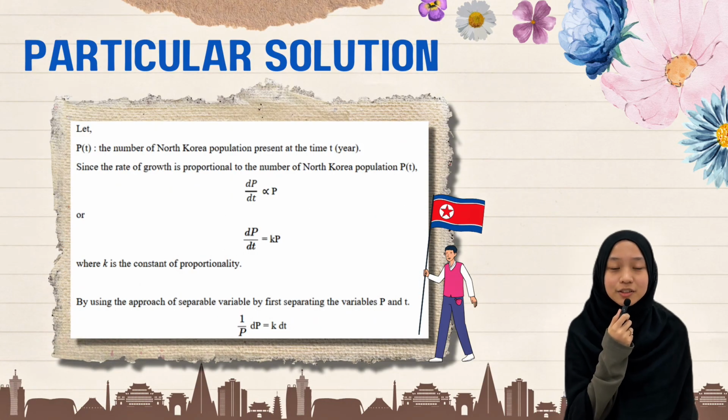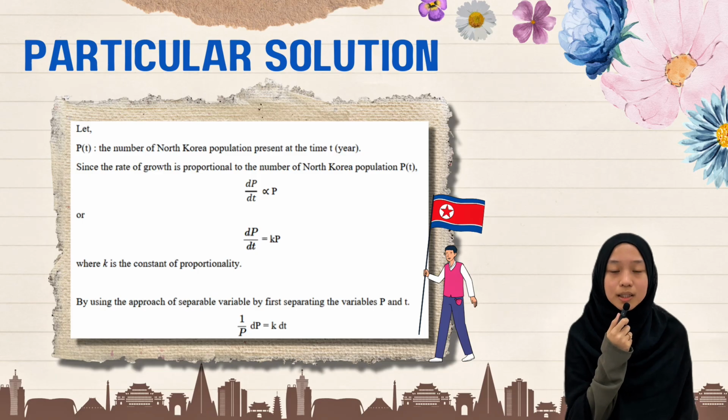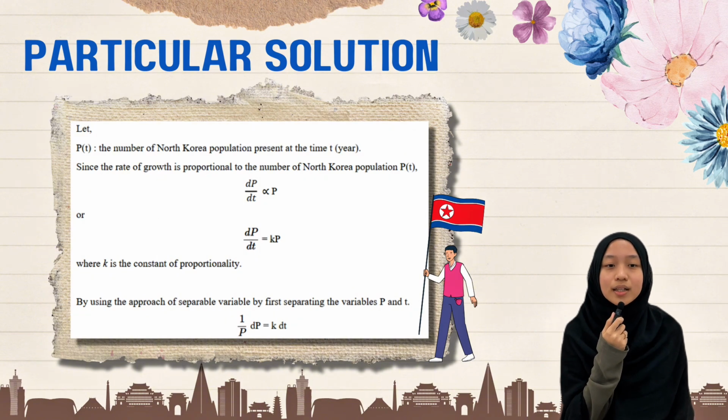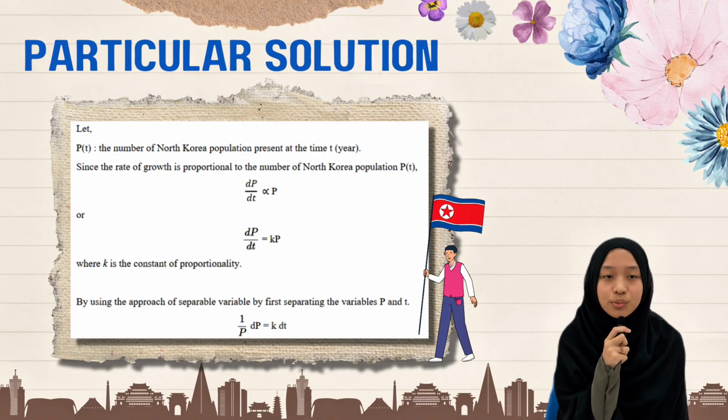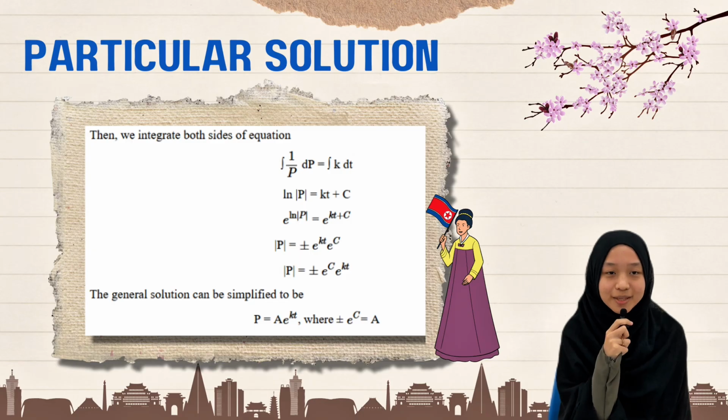Let P(t) be the number of North Korea population present at time t, which is the year. Since the rate of growth is proportional to the North Korea population P(t), dP/dt is directly proportional to P, or dP/dt = kP, where k is the constant of proportionality. Next, moving on, (1/P) dP = k dt. Integrating both sides, we get ln|P| = kt + c.